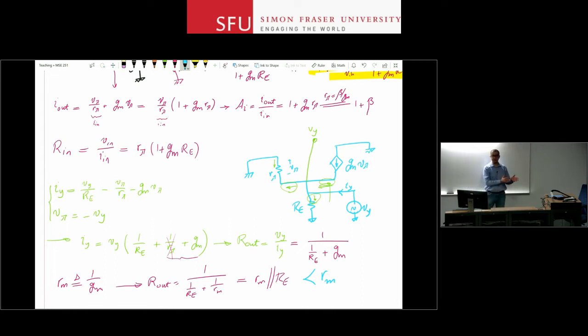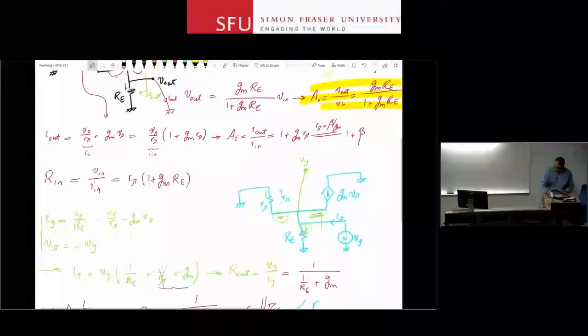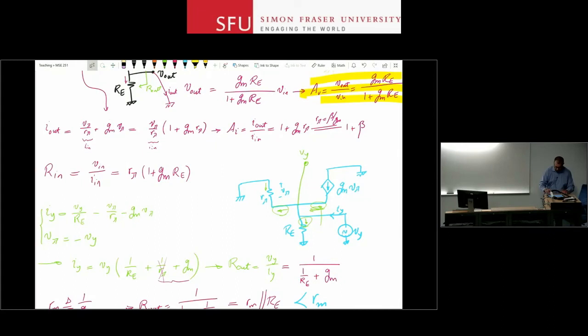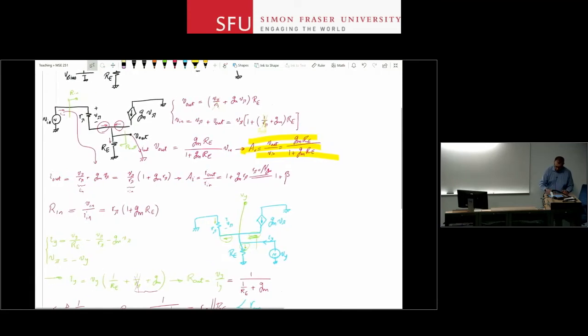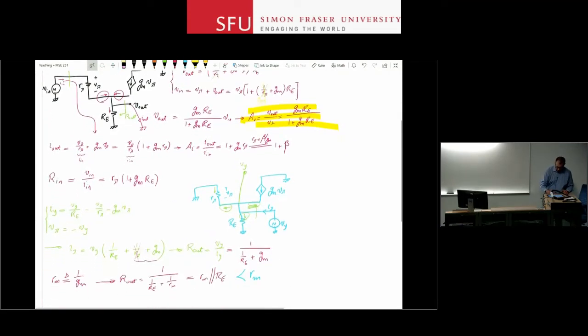And this is where we value the common collector stage, right? We like it because of its small output resistance. Where do we use it? Well, if you look at the combination of the properties, it has a gain that is close to 1. gm RE is usually a number around, let's say, 10, 20 or so, or maybe even larger, right? So the gain is around 1.